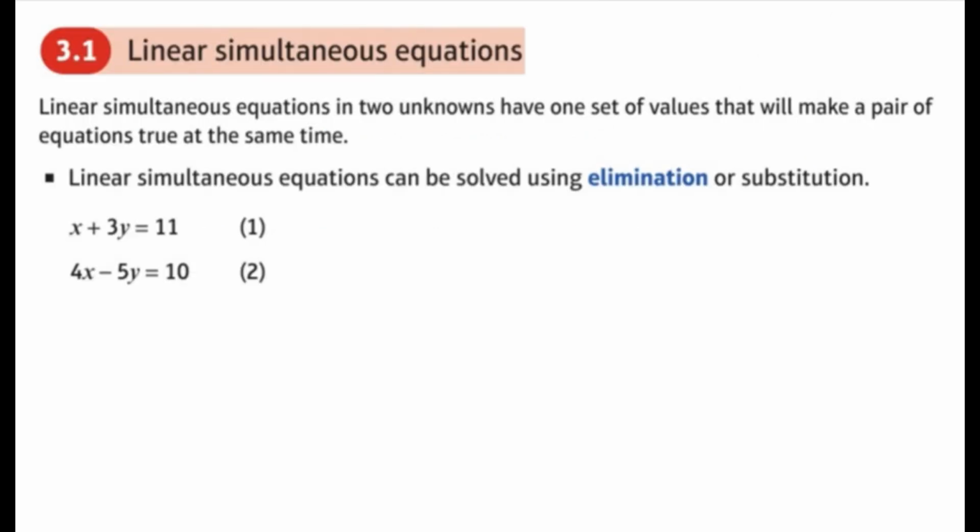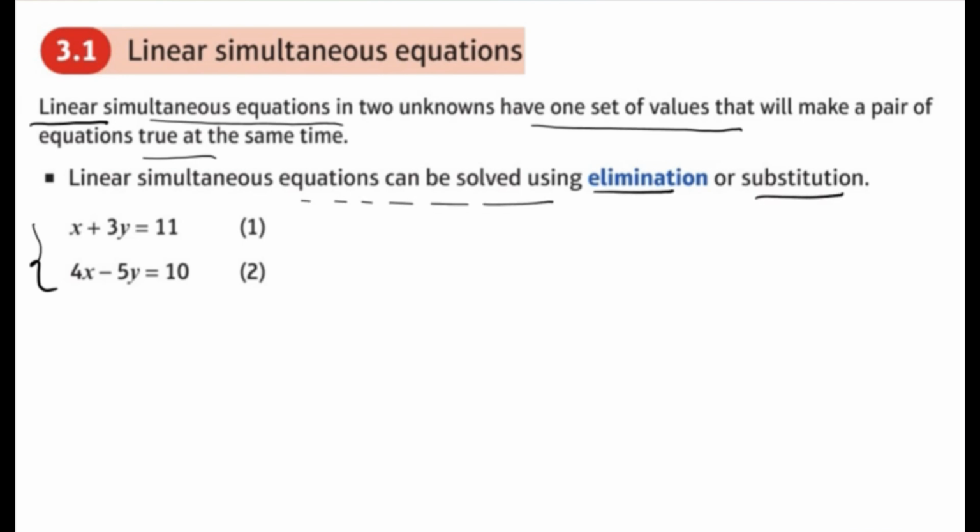Topic 3.1 is linear simultaneous equations. Linear means the maximum power of the equation is 1. Simultaneous equations means that in this pair of equations the values of x and y are the same. So we can say there is one set of values that will make both equations true at the same time. To solve linear simultaneous equations, we use either the elimination method or the substitution method. For this type of equation, normally we use the elimination method.